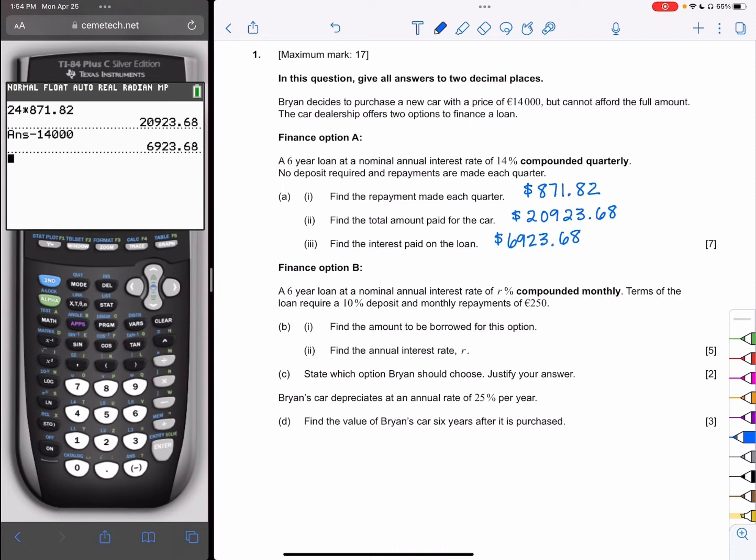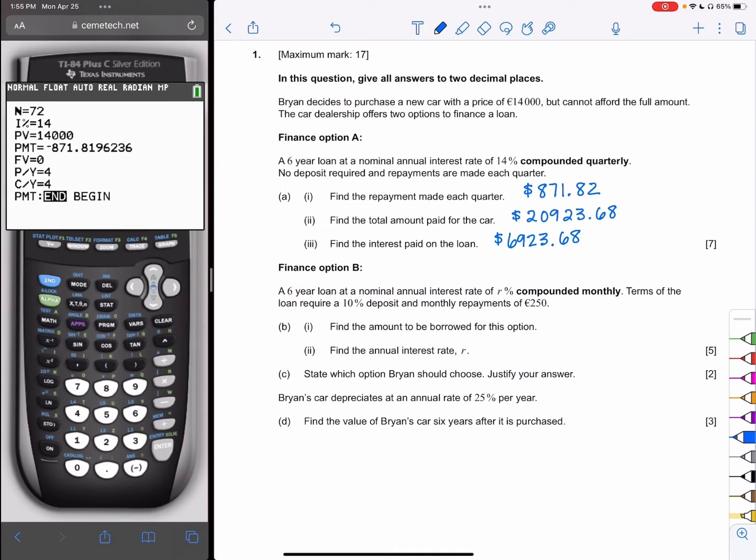All right, so now for part B, finance option B, it says a 6-year loan with a nominal interest rate of R% compounded monthly. Terms of the loan require a 10% deposit and monthly payments of $250. So I'm going to go back to the TVM solver and type in the following information. It's a 6-year loan with monthly repayments, so 6 years and 12 payments a year gives me 72 total payments. I do not know what the percent is, so I'm going to skip over that temporarily.